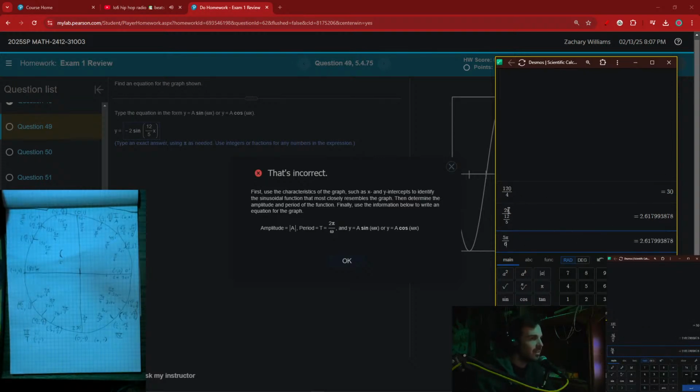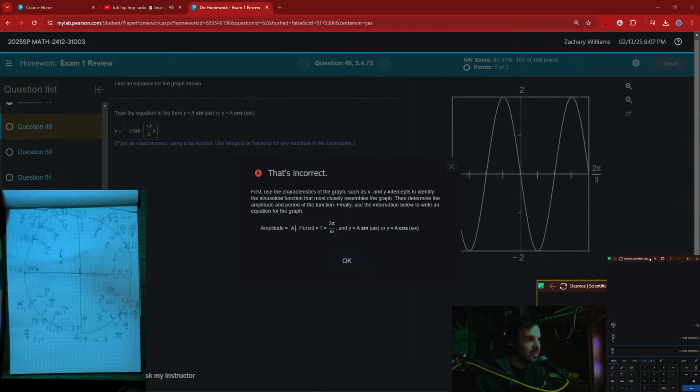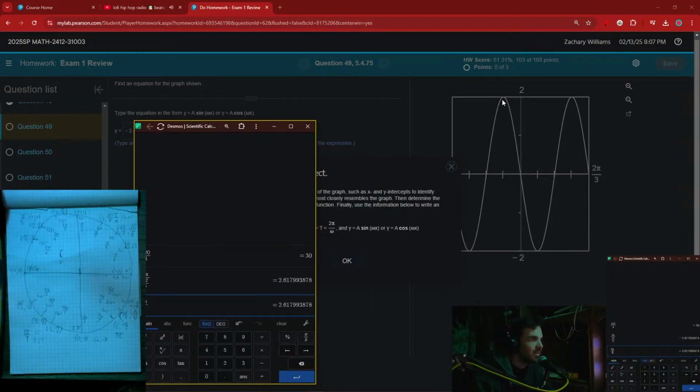Looks like the same answer to me. W should be a total of 5. Amplitude should be 2. Am I just not doing the period right? One. 30, 60, 90, 120. God damn it. So B, I'm trying to find 2 pi over 3.